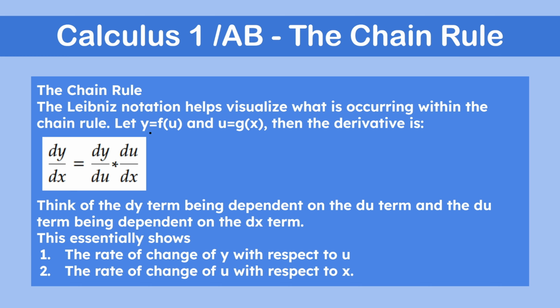So let's let y equal f of u and u equal g of x. Then the derivative of y with respect to x is equal to the derivative of y with respect to u times the derivative of u with respect to x. So let's think of the dy term as being dependent on the du term, and the du term as being dependent on the dx term. This notation essentially shows the rate of change of y with respect to u multiplied by the rate of change of u with respect to x.